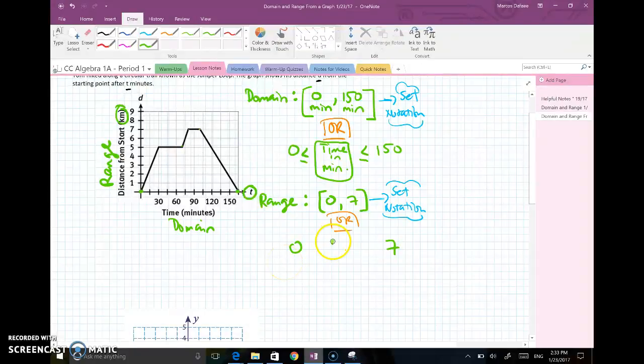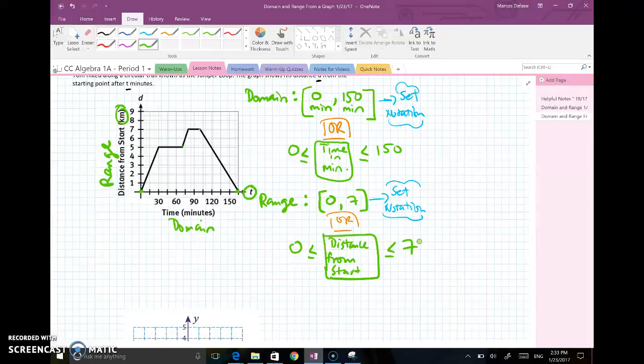So I'm going to put distance from start. Okay, that goes there. And again, less than or equal to, less than or equal to. And I'm going to move this aside just a little so it's a bit more clear and not so cluttered. So less than or equal to 7. That's a lot better. So this means that Tom hiked from 0 kilometers to 7 kilometers.